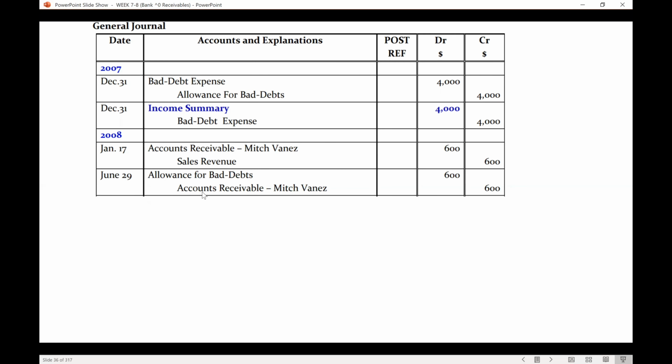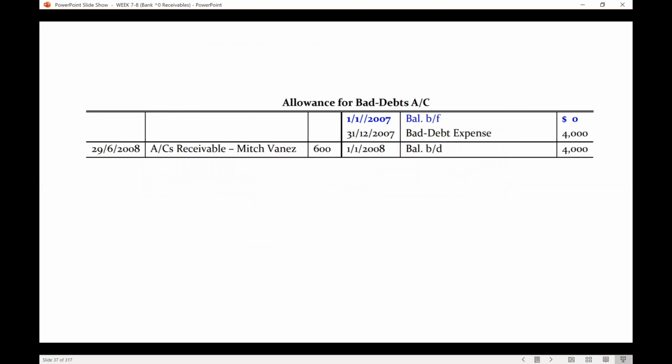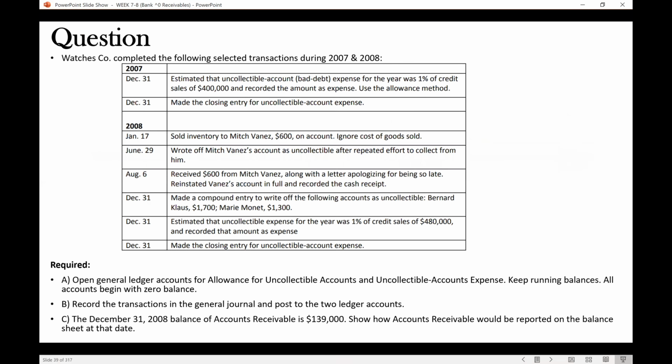And then we're crediting the receivables to reduce the receivables, to say this is not our total receivables, right? This is not true. So how does this look on our allowance? So it's a debit 600. And remember, we're keeping a running balance. So the new balance in our allowance is still a credit balance, but this time of 3,400.